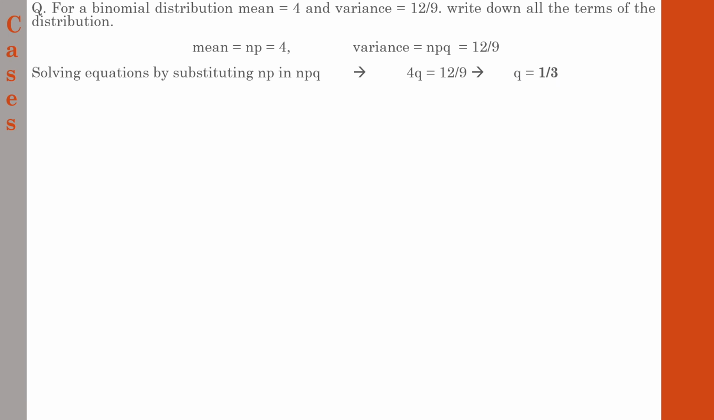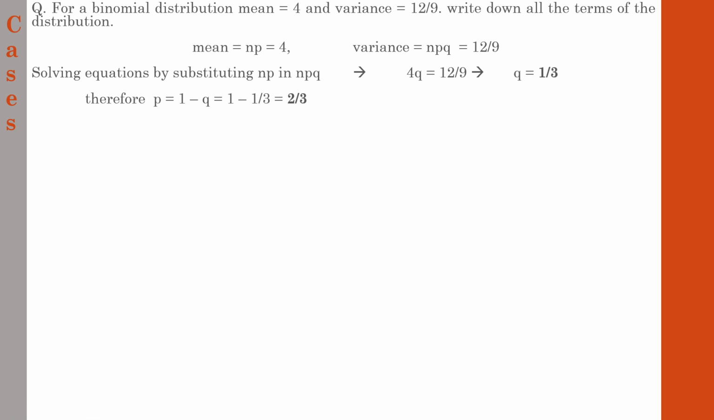If you know the value of Q, you can easily find the value of P, or vice versa. So the value of P is 1 minus Q, because we have learned that if you add together P and Q, you will get 1. So P equals 1 minus Q, and we have already found the value of Q. So 1 minus 1 by 3, you will get 2 by 3. So now we have Q and P. Now the only term that we have to find is N.